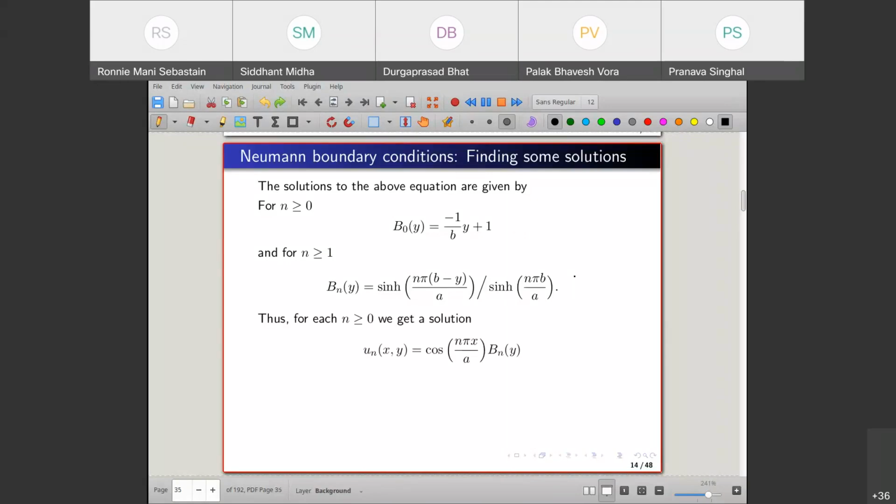Okay, so let's just go ahead. Thus for each n greater than or equal to 0, we get this solution. And then we will look for a series solution. Now finally we will bring in the first condition, which is that u(x, 0) is equal to f(x).